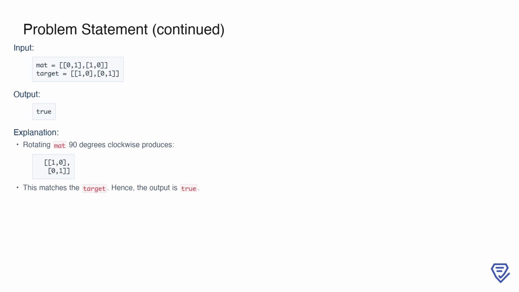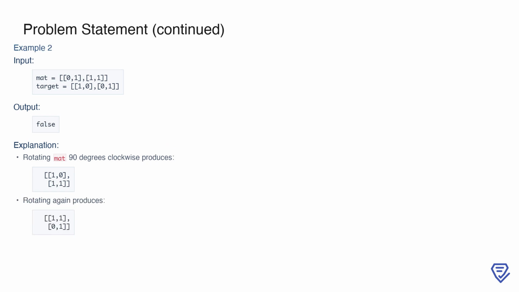Initially, mat and target are not the same. However, if we rotate mat 90 degrees clockwise, it becomes 1, 0, 0, 1. This matches the target matrix, so the output for this example is true. This demonstrates that a single rotation is sufficient to transform mat into target in this case.